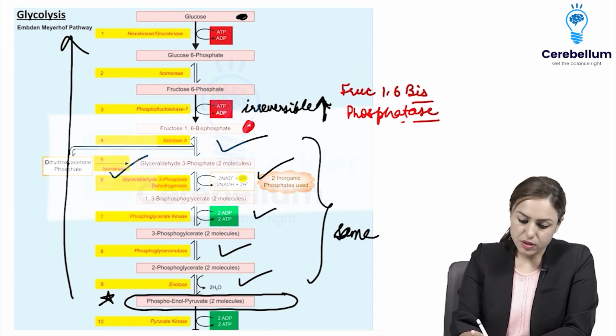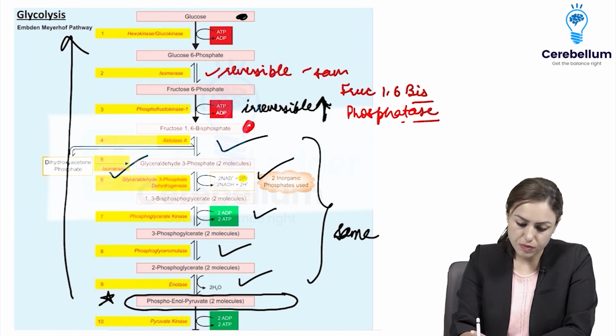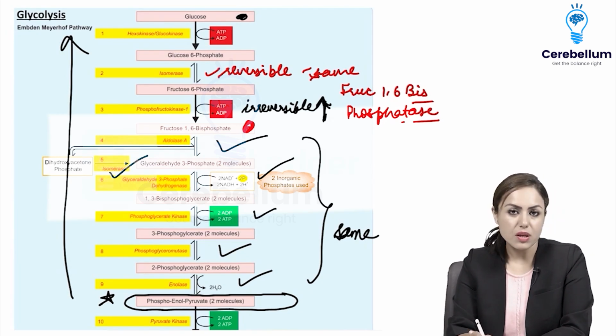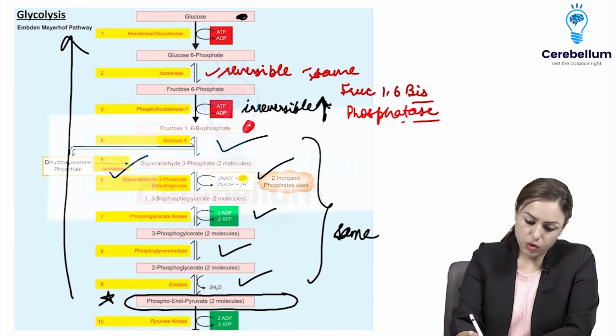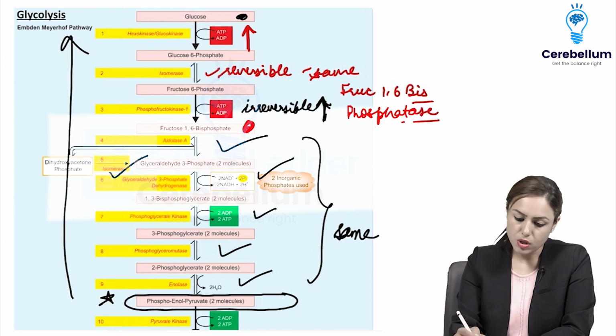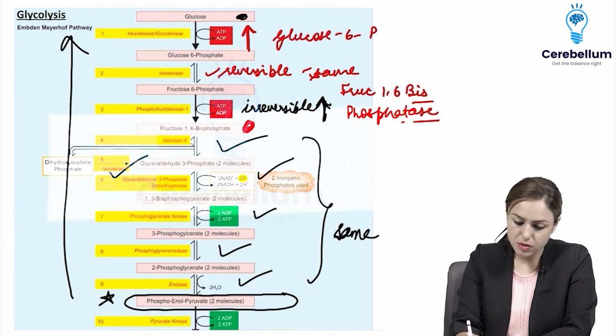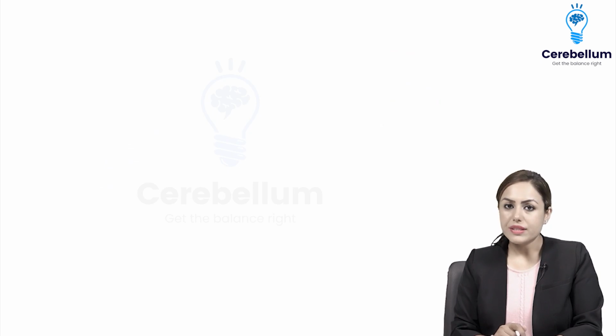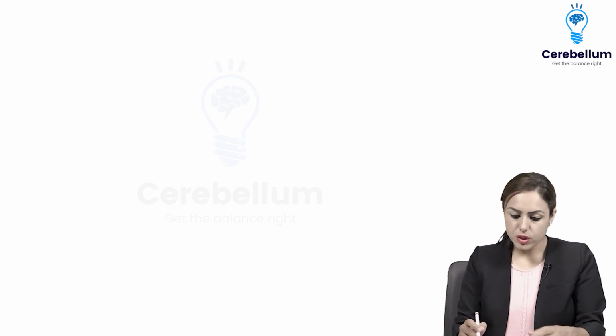Then the next is also a reversible step, so it is the same in gluconeogenesis, right? The next step is the hexokinase step, which is irreversible. Now in the opposite direction, we have to convert glucose 6-phosphate to glucose. Again, this is a phosphatase. It is glucose 6-phosphatase. Right? So now let's revise the 4 enzymes of gluconeogenesis.